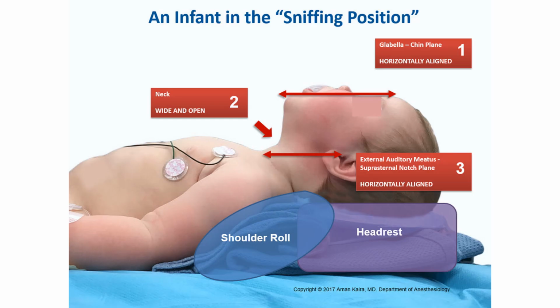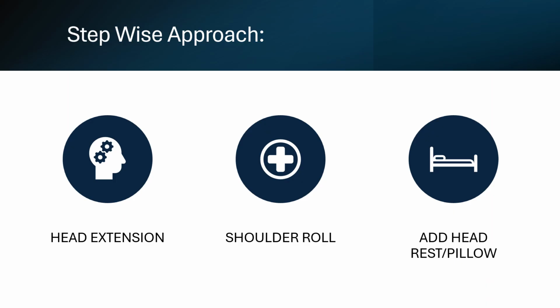This is the photo here showing the infant sniffing position, which, as I mentioned previously, has the 3 markers. The first one being that their chin is horizontally aligned, their neck is wide and open, and then 3, their ear is aligned with that sternal notch. The stepwise approach that you should be taking to intubate a pediatric patient is head extension, shoulder roll, or adding a headrest and pillow. Specifically in infants, I would utilize these steps specifically in the order that they're written.